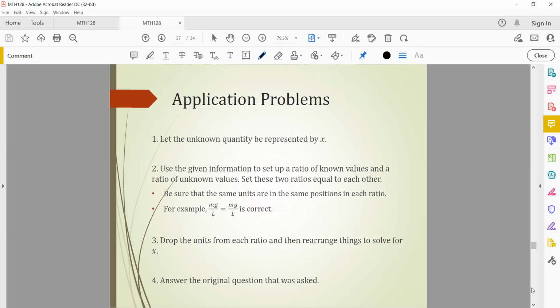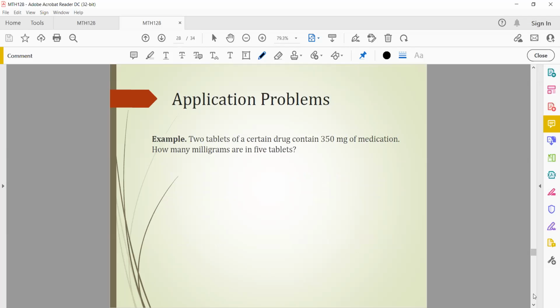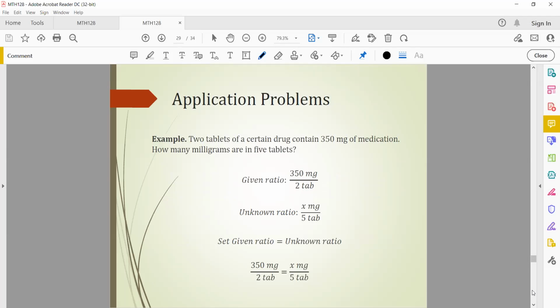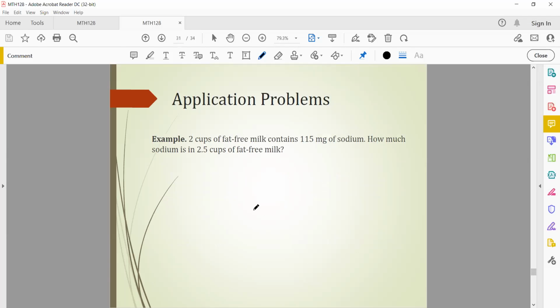I'm just trying to look for some, a lot of these are too easy. They can be guessed very easily. Let's just do one more. Okay, this one is maybe a little harder to guess. Let's do this one. 2 cups of fat-free milk contains 115 milligrams of sodium. How much sodium is in 2.5 cups of fat-free milk?